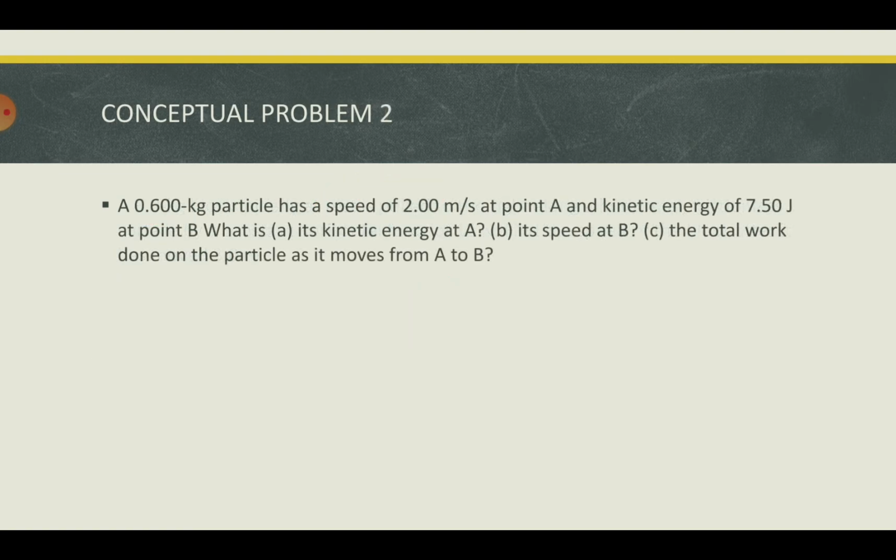Next, a 0.6 kilogram particle has a speed of 2 meters per second at point A and kinetic energy of 7.5 joules at point B. What is its kinetic energy at A, its speed at B, and the total work done on the particle as it moves from A to B? So a 0.6 kilogram particle has a speed of 2 meters per second at point A.